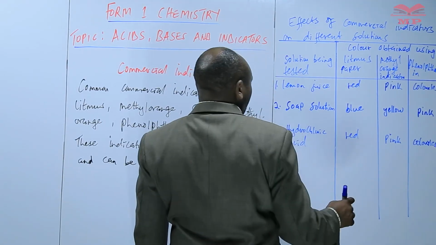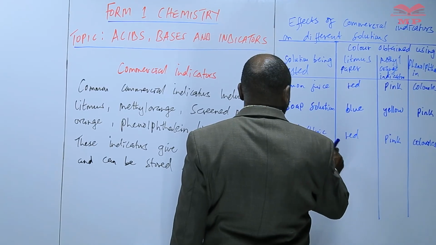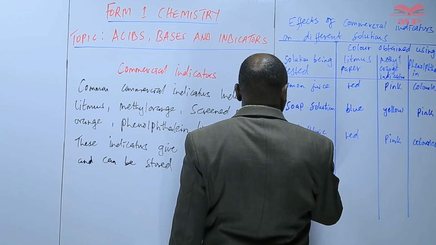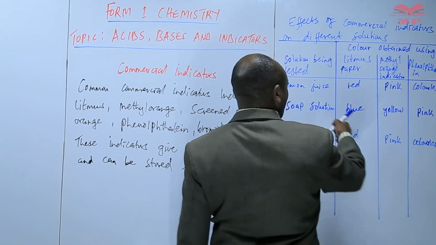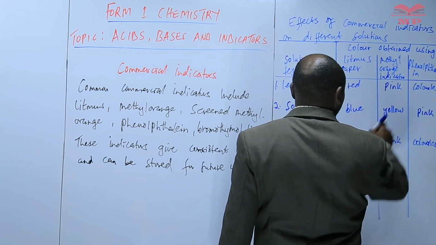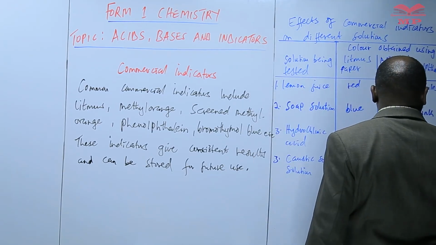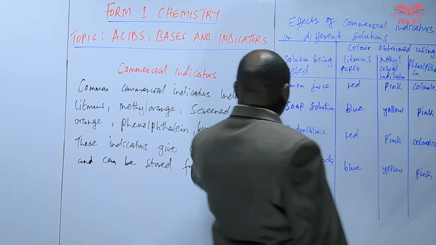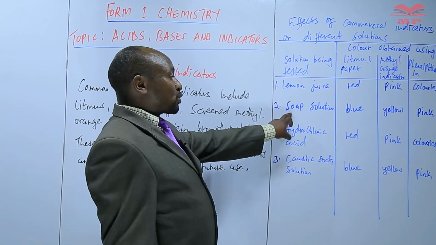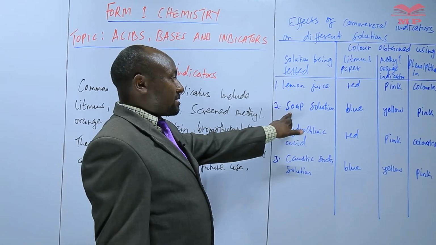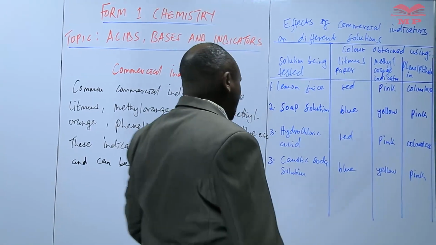If you take something like caustic soda solution, this one will behave like the soap solution: blue with litmus, yellow with methyl orange, and pink with phenolphthalein. So caustic soda solution and soap solution have similar properties. That means they are bases. That's why they are giving similar colors with the various indicators.